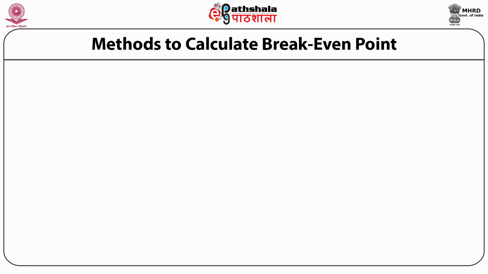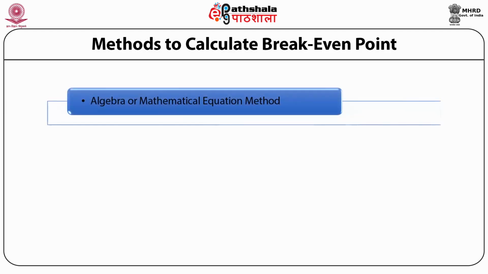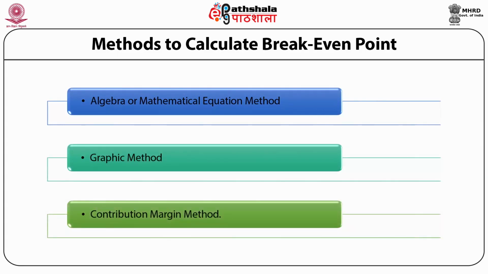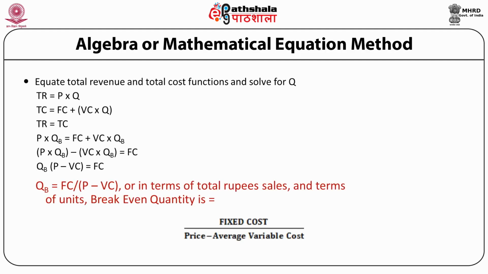Now we will discuss the methods to calculate break-even point. The break-even point can be calculated mainly by the following methods. First is the mathematical equation method, second is the graphical method, and third one is the contribution margin method. Now we will discuss these methods one by one. The first method is the mathematical equation method.